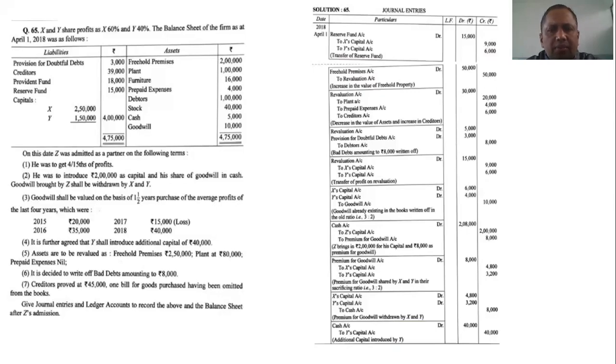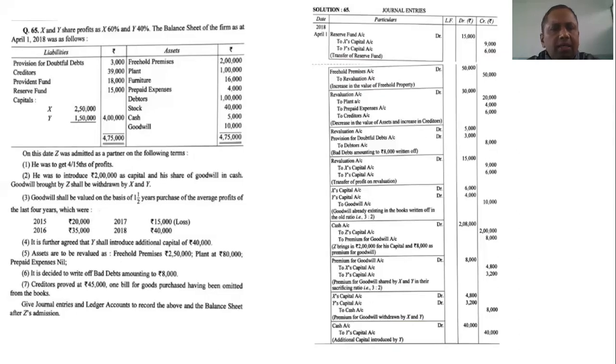The next journal entry passed is goodwill withdrawn in cash. So X Capital Account debited, Y Capital Account debited to Cash, because in the question it is given that the goodwill in cash brought by Z shall be withdrawn by X and Y. So after the distribution of goodwill in their sacrificing ratio, the goodwill is withdrawn in cash. So X Partner Capital Account debited, Y Partner Capital Account debited to Cash Account.